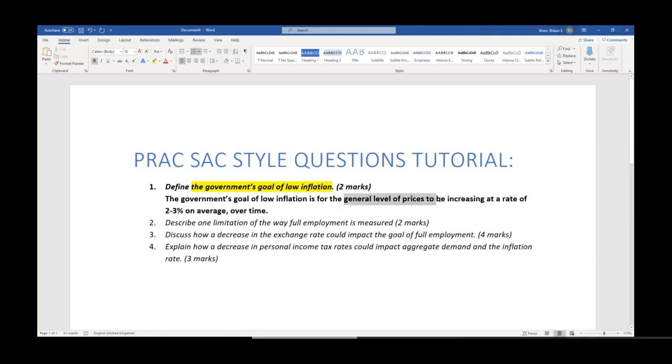The first mark comes from the general level of prices to be increasing, and the second mark comes from that 2 to 3% on average over time. If you get both those things, you get both marks for it. If not, you lose 1 mark.